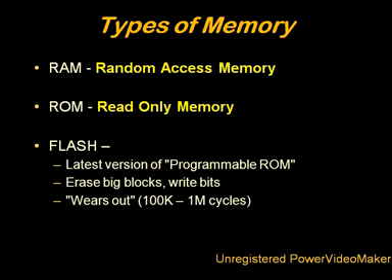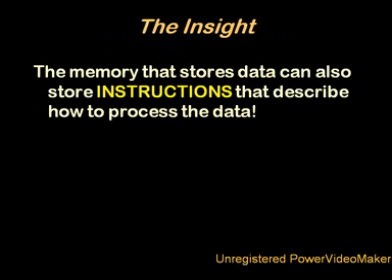Now, if you're just recording MP3 files for your iPod, that's not a big deal. If you're trying to use it to compute heavy-duty stuff and play graphics games in a computer, you're going to run through those 1 million cycles very, very rapidly. And of course, flash is a lot slower than RAM memory. The key insight that turned memory into computers was the idea that memory could be used not just to store data, like your MP3 files, but it can also store instructions that describe how to process the data.